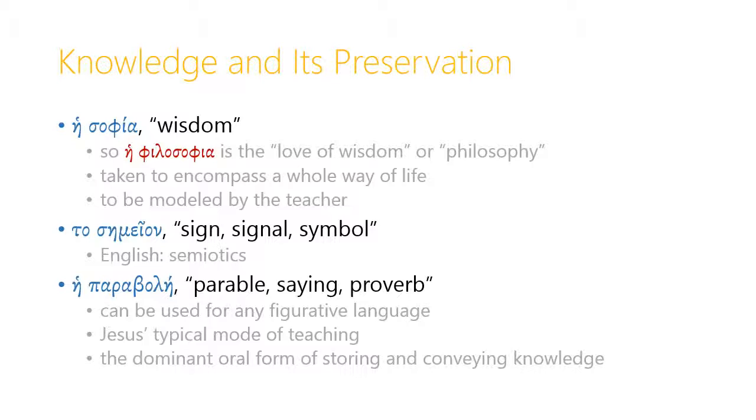And it's interesting to reflect on the reasons for that. And that reflection comes up in places like Mark chapter 4. This was really the dominant oral form of storing and conveying knowledge. And that's why we have books like the Book of Proverbs. It's a collection of parabolai, of sayings using figurative language that were memorable and so could be used in an oral culture to store and pass knowledge on to the next generation.